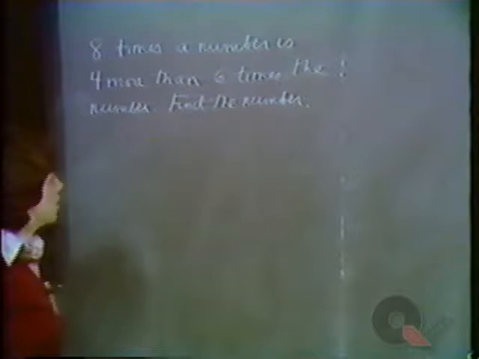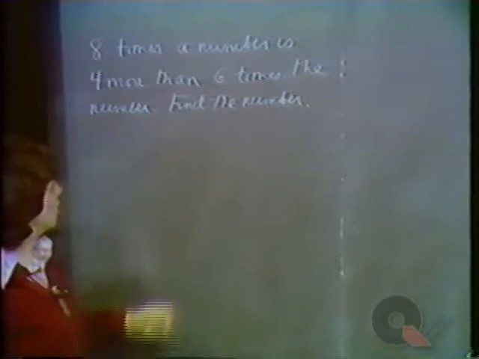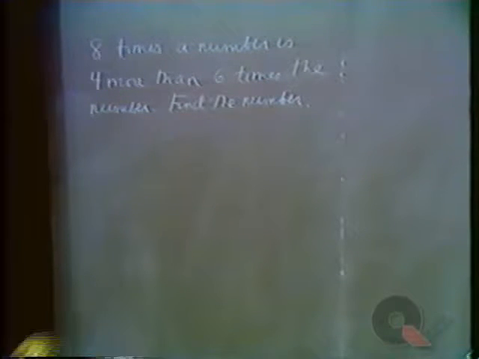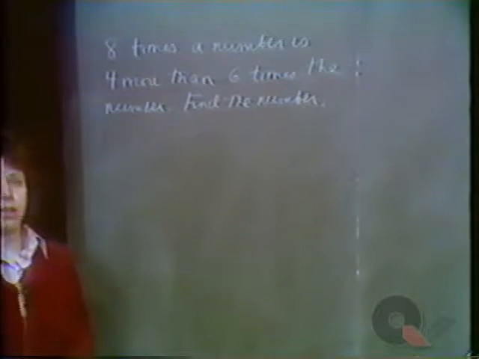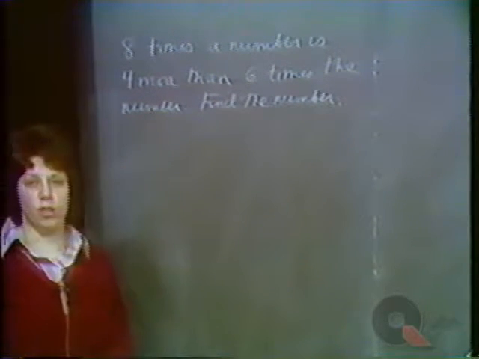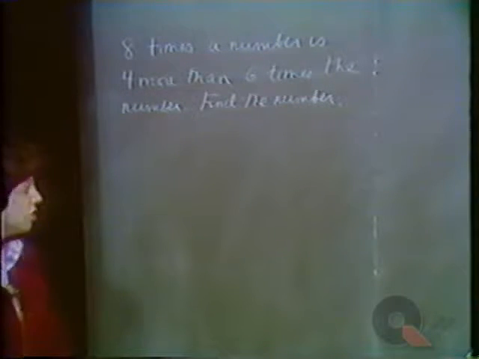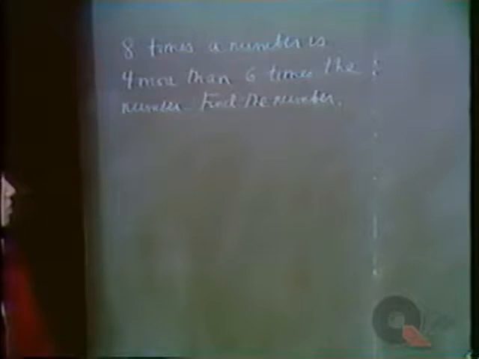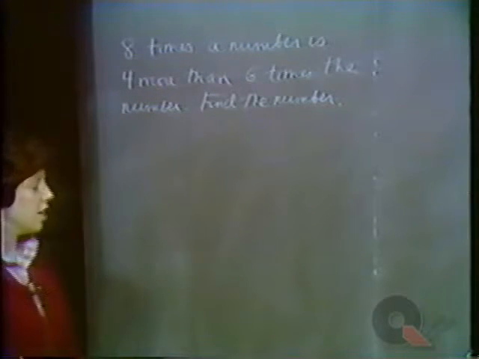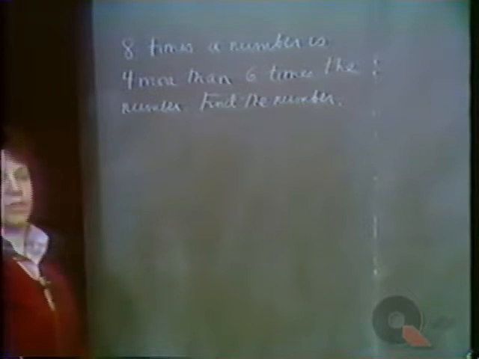Find the number. What we're going to do here is assign a variable to the number that we're looking for, and then try to translate this statement into a mathematical equation. We will then solve the resulting equation, and in this videotape, all the equations which result are first-degree equations. After we solve the equation, we'll make sure that we have answered the problem, and then we will try to check the answer in the words of the problem. So let's see what we can do here.